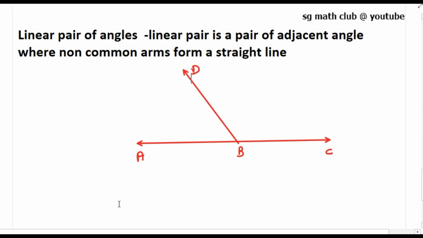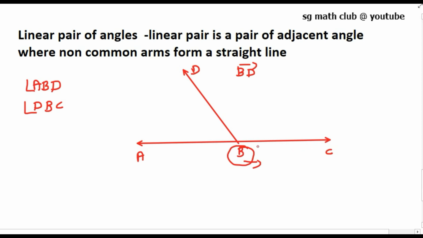Next is linear pair of angles. A linear pair is a pair of adjacent angles where the non-common arms form a straight line. You can see two adjacent angles. One is angle ABD, another is angle DBC. They are adjacent because they have a common vertex B and a common ray BD. The non-common arms are lying on different sides of ray BD, so definitely they are adjacent angles. And one more condition: they should be adjacent angles as well as their non-common arms should form a straight line.